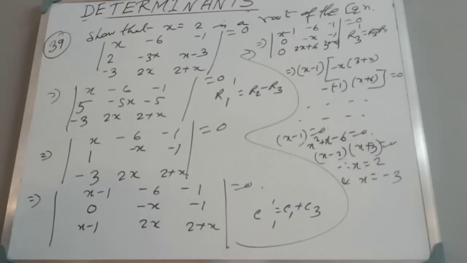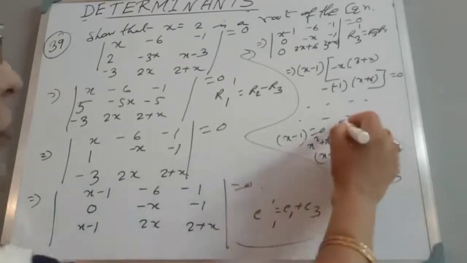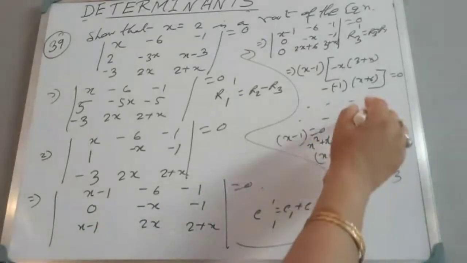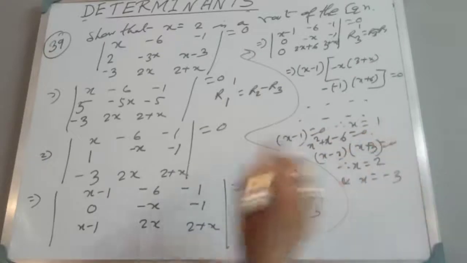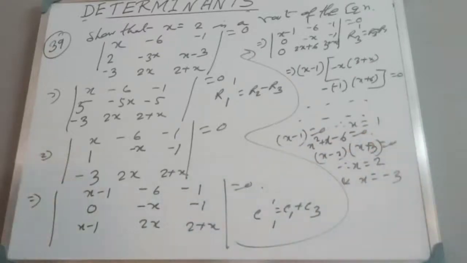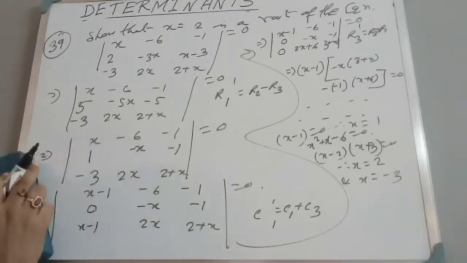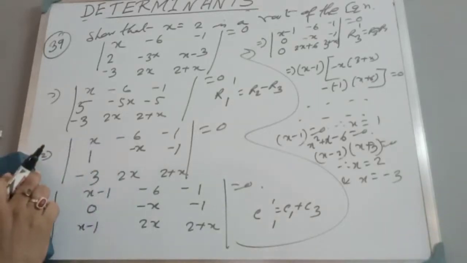So what are the roots we get? We get x equal to 1, x equal to 2 and x equal to minus 3. So x equal to 2 is a root of this equation. This is proved now. I think all of you have understood. Let me rub the board.